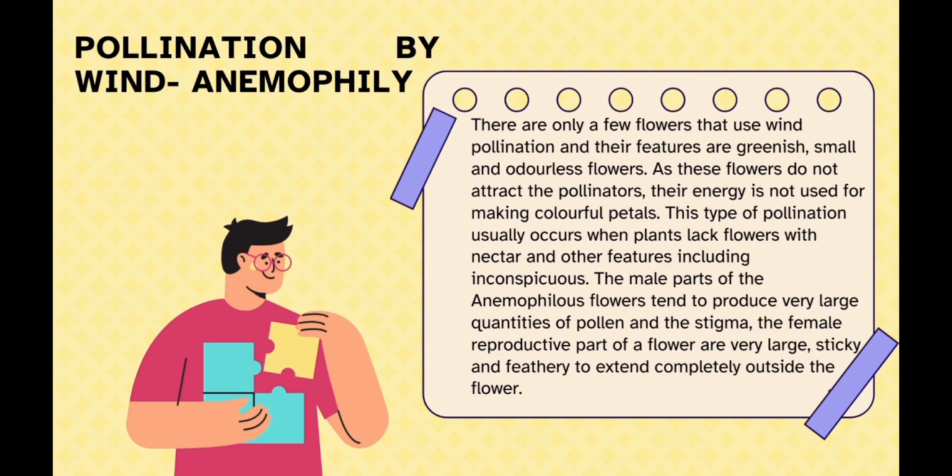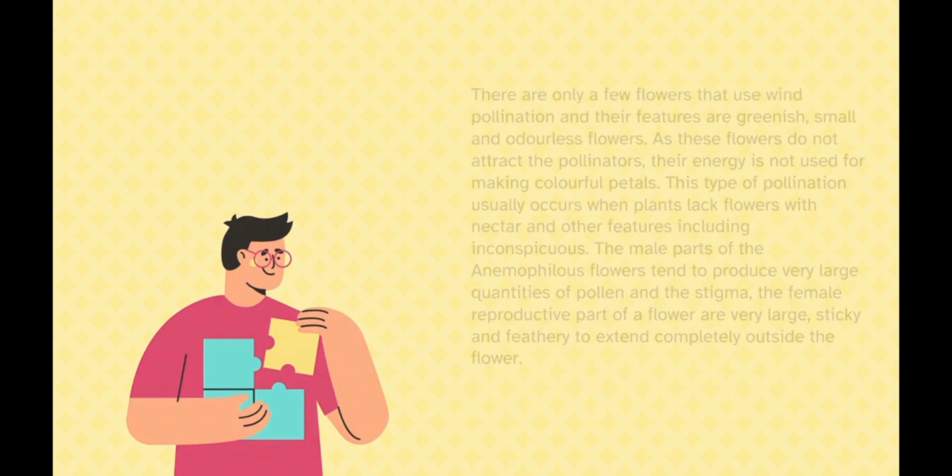The male part of the anemophilous flowers tends to produce very large quantities of pollen, and the stigma, the female reproductive part of the flower, is very large, sticky and feathery to extend completely outside the flower.